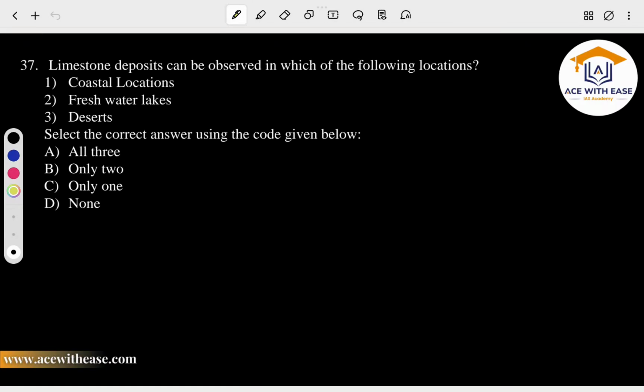37. Limestone deposits can be observed in which of the following locations: coastal location, freshwater lake and the deserts. So in all three regions we usually find calcium carbonate. Limestone is nothing but calcium carbonate.